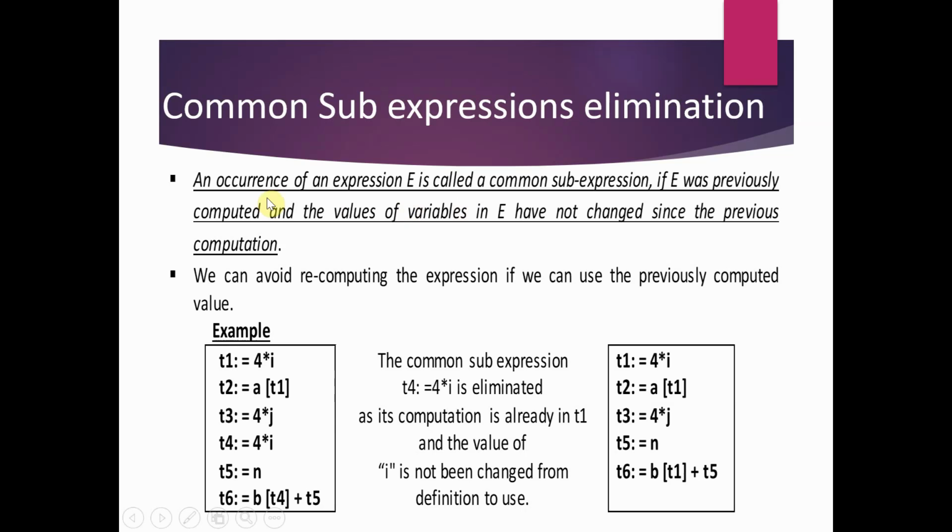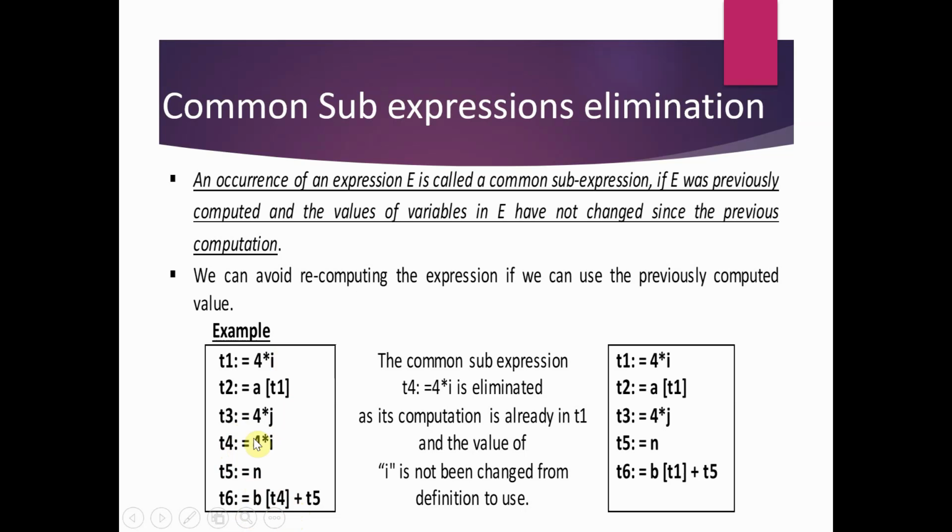We have already seen how to generate 3 address code for array references. In this case, there is one array reference A[I], for which the generated code is T1 = 4 * I, T2 = A[T1]. Then there is one more array reference, B[I]. So we generate code for B[I] as T4 = 4 * I and then B[T4] wherever it is required.